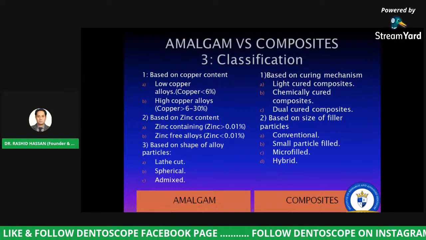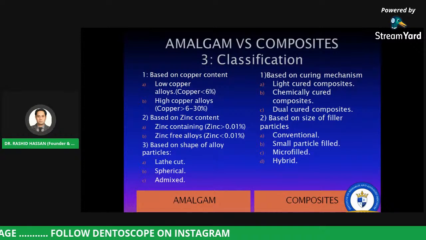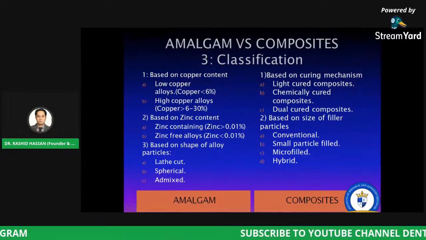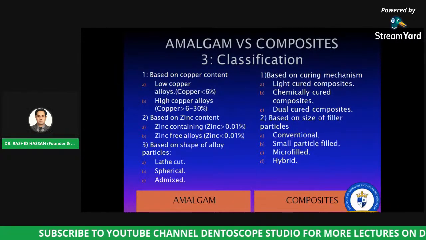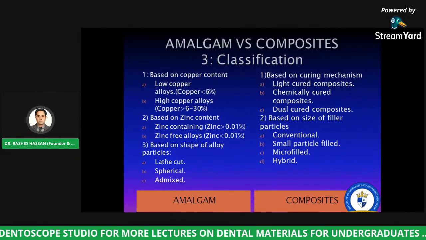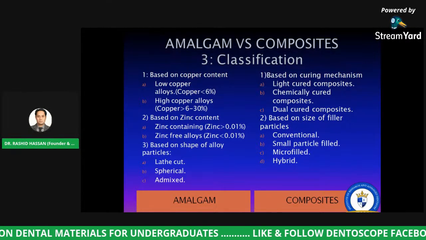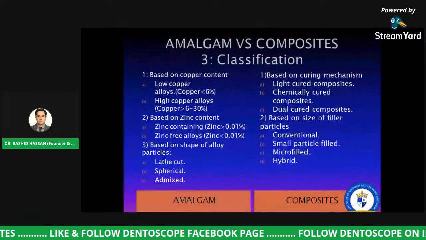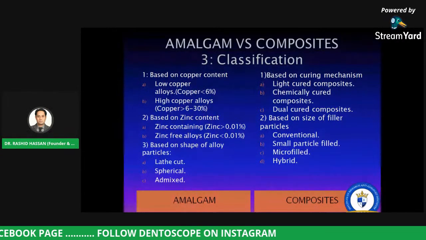Well, now coming to the second one, which is the classification based upon the size of the filler particles. On the basis of the size of the filler particles, we can divide the dental composite into conventional composites, small particle filled composites, microfilled composites, and the hybrid composite. This classification is totally dependent upon the size of the filler particles. Now let's talk about them one by one.